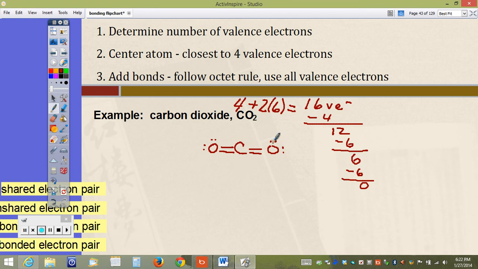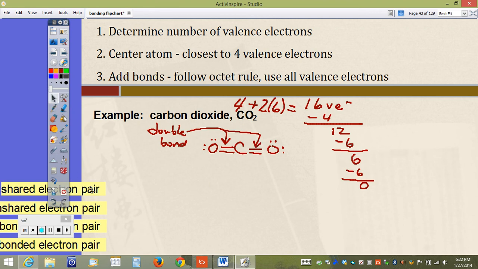1, 2, 3, 4, 5, 6, 7, 8, 9, 10, 11, 12, 13, 14, 15, 16. That's good. This oxygen has 2, 4, 6, 8 electrons. This oxygen has 2, 4, 6, 8 electrons. And the carbon with 1, 2, 3, 4 bonds also has 8. Now from before we were seeing triple bonds. This one here is an example of a double bond. That is also a double bond.